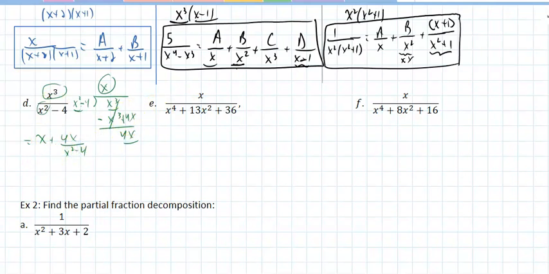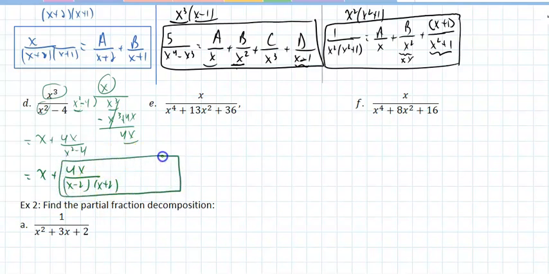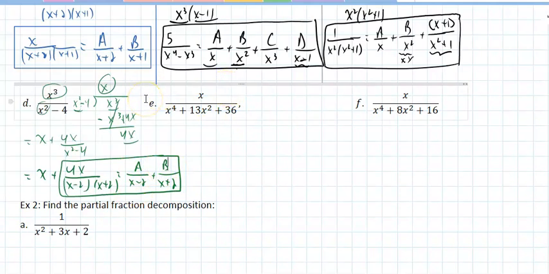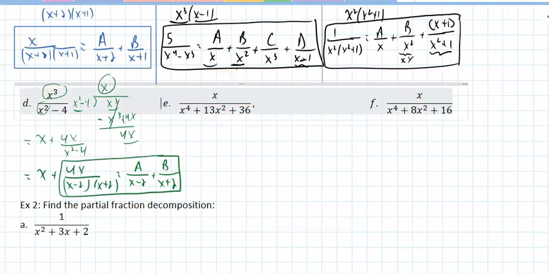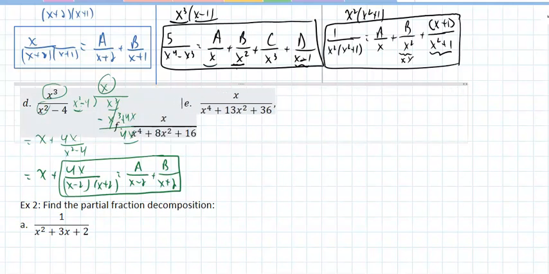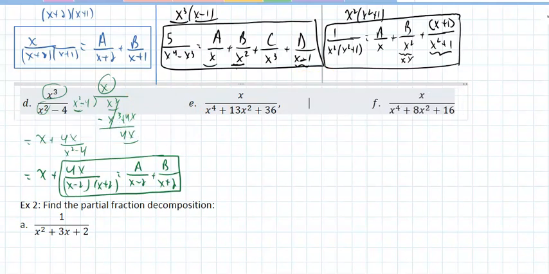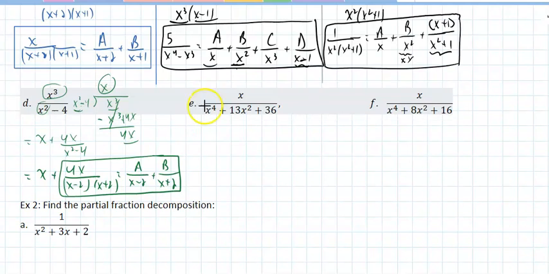I could say that is x plus 4x over x minus 2 into x plus 2. So on this piece, I could say that is x minus 2 and x plus 2. And since that's linear, that's a and that's b. So if it's an improper fraction, this is the way to go. Okay, now let me look at the next problem.